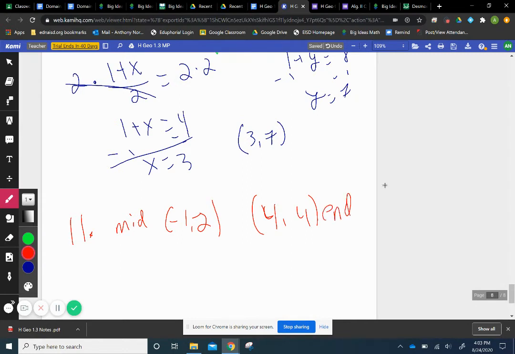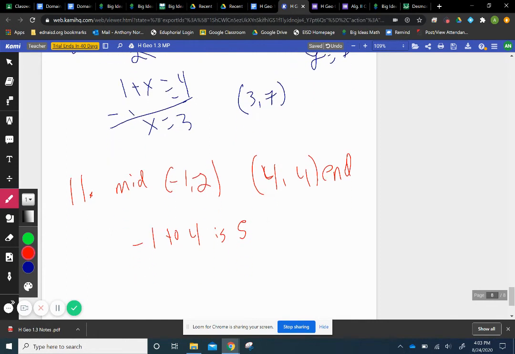So how do we get from negative 1 to 4? That's 5. So you're adding 5 to get to 4, so we're going to subtract 5 to get to the other endpoint. That's going to be negative 1 minus 5 equals negative 6. That's our x.